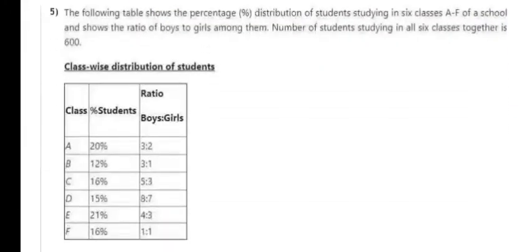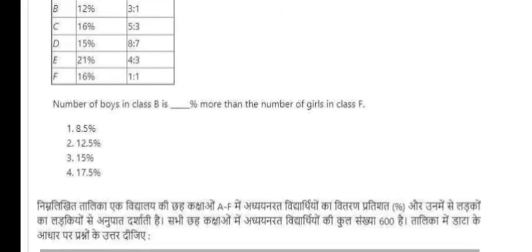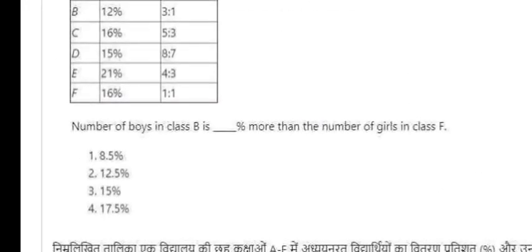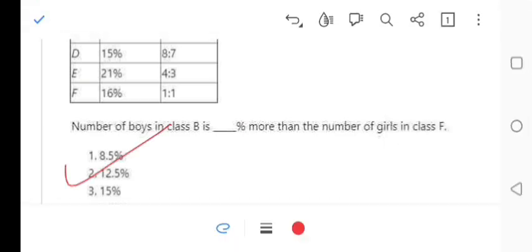Next is the number of boys in class B is dash percent more than the number of girls in class F. 8.5%, 12.5%, 15%, 17.5%. It will be 12.5%.